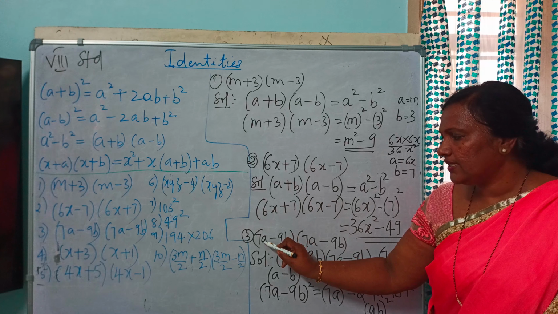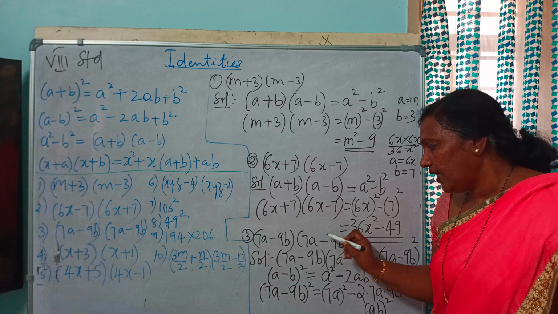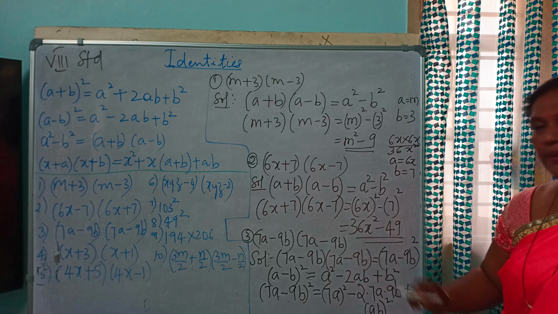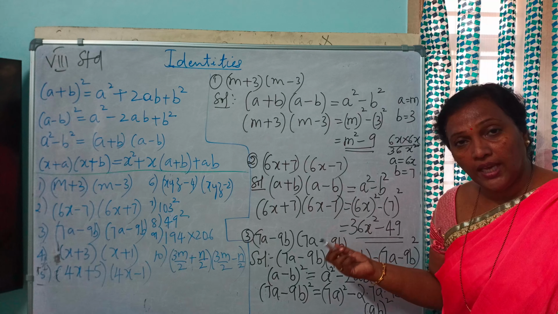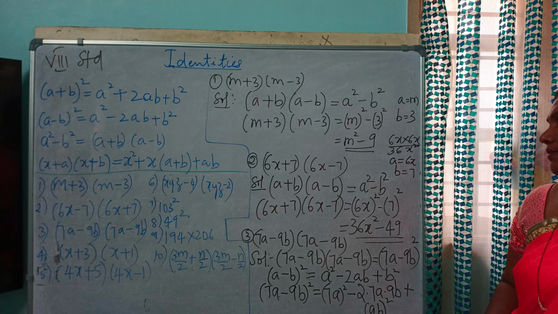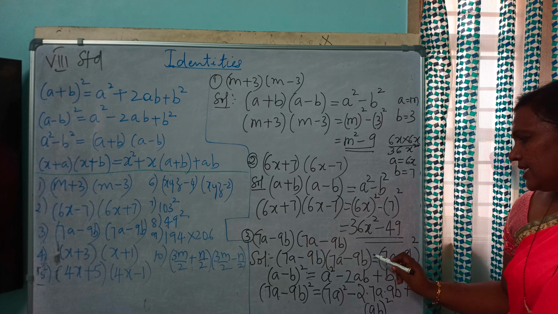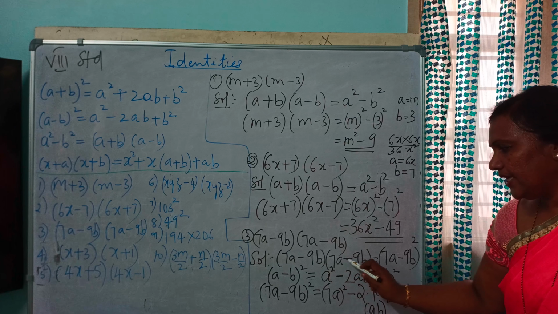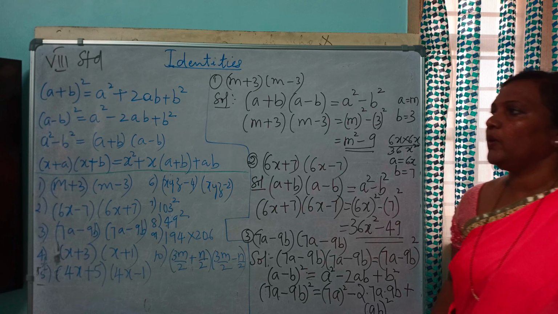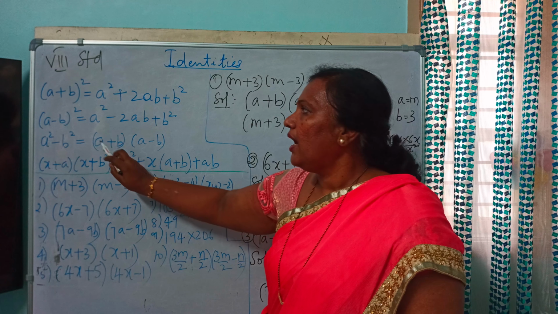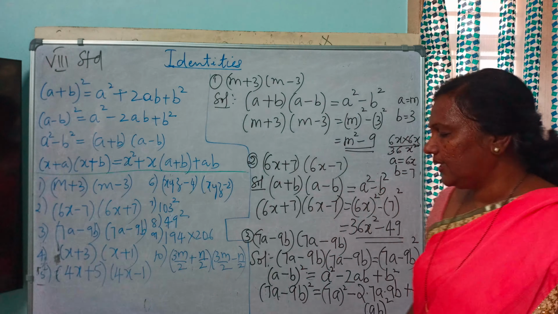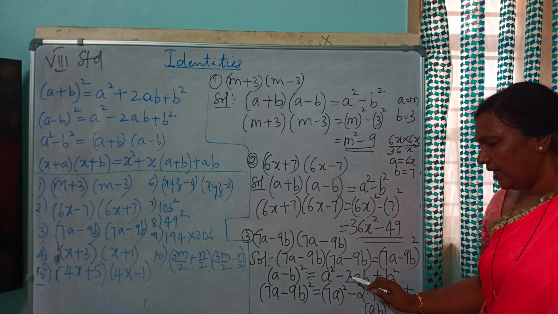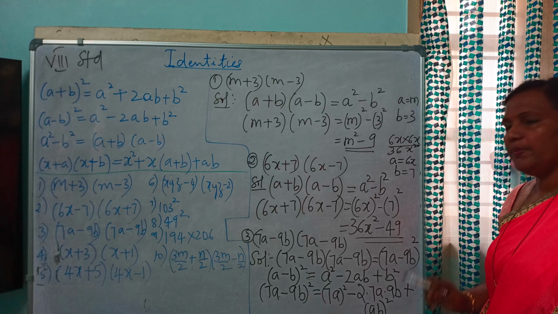Now when you see here 7a minus 9b, 7a minus 9b, a minus b into a minus b. That is 7a minus 9b whole square. So twice it is there. So 7a minus 9b whole square means among these four I have to make use of the second identity. That is a minus b whole square is equal to a square minus 2ab plus b square.